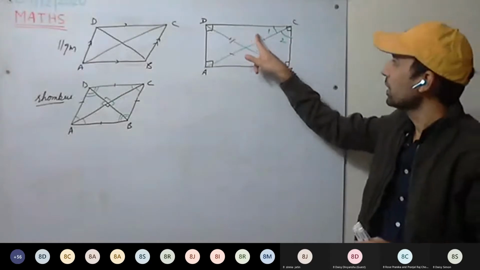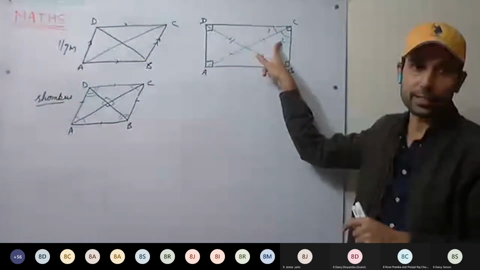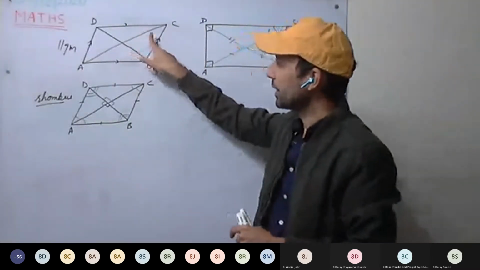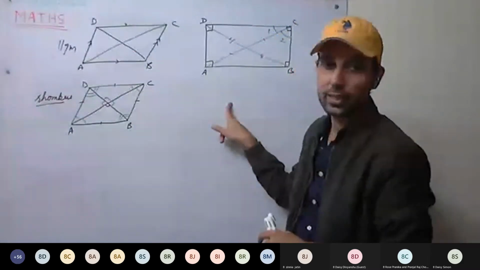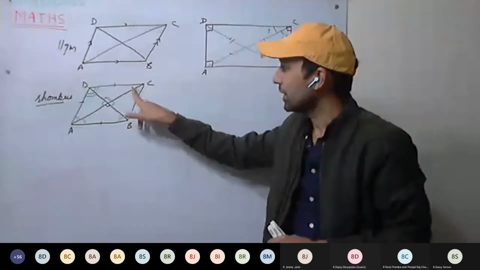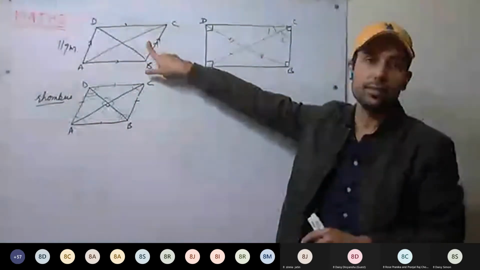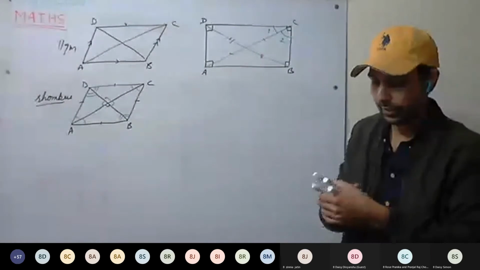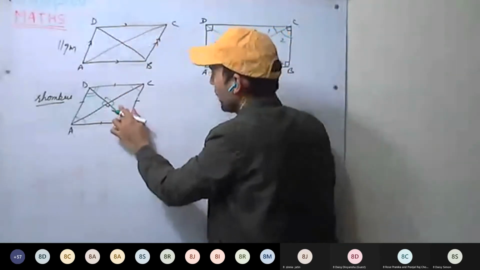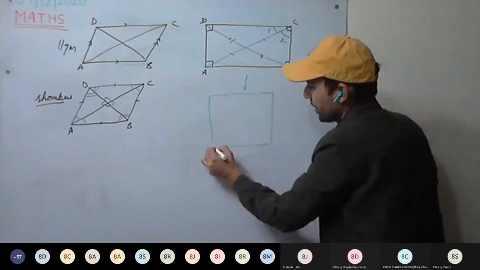So in a parallelogram, diagonals don't bisect the angles. In a rectangle, they don't bisect the angles. If they bisect, it will become a rhombus or square. So diagonals bisect the angles in a rhombus and square, and don't bisect in a parallelogram or rectangle. If diagonals bisect the angles in a parallelogram, it will become a rhombus. If diagonals bisect the angles in a rectangle, then the rectangle will become a square.